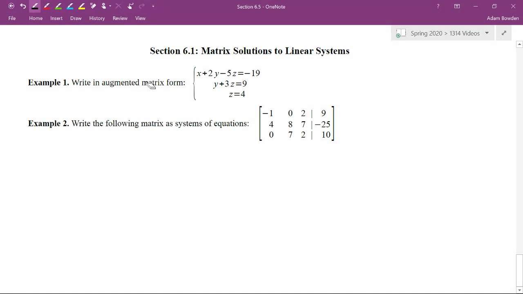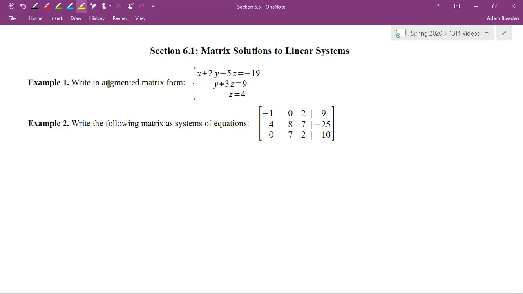So in the last section we talked about using Cramer's rule and determinants in order to solve a linear system of equations. And that does connect with something called matrices. But matrices on their own can also be used to solve linear systems. And so here what we're going to look at are matrix solutions to linear systems.